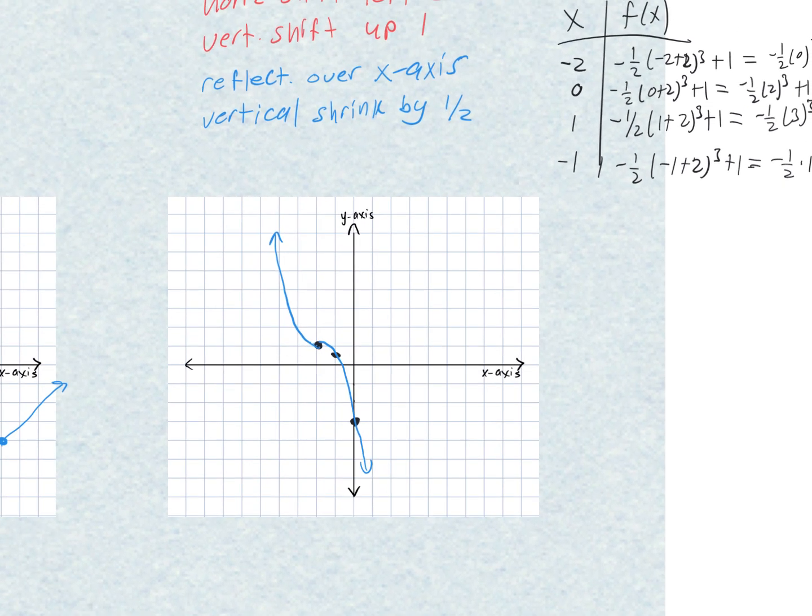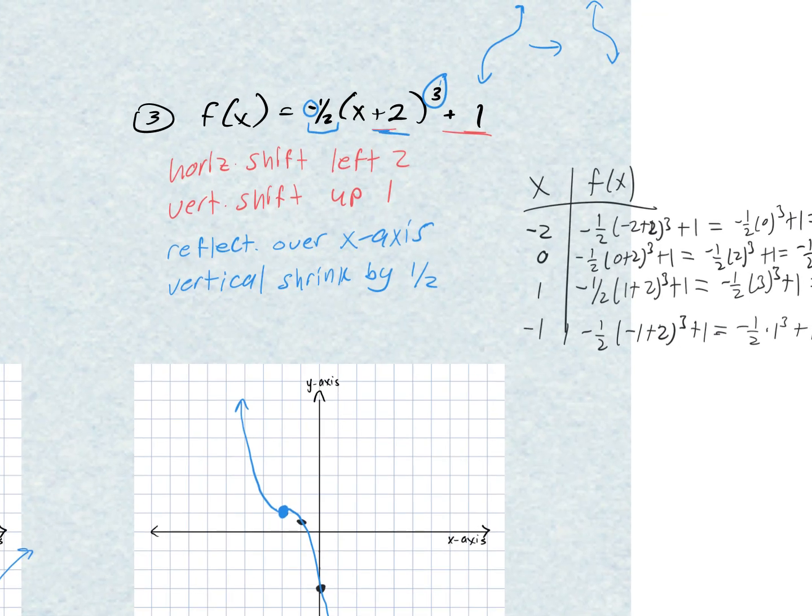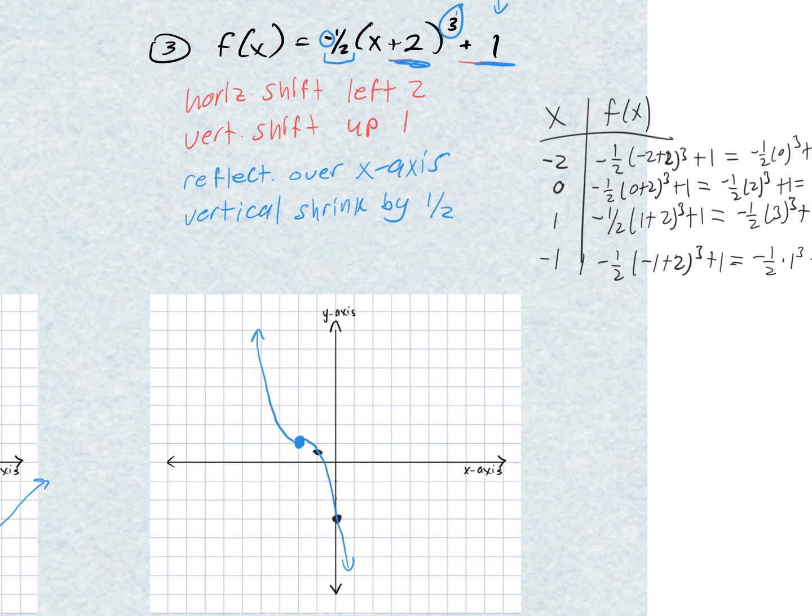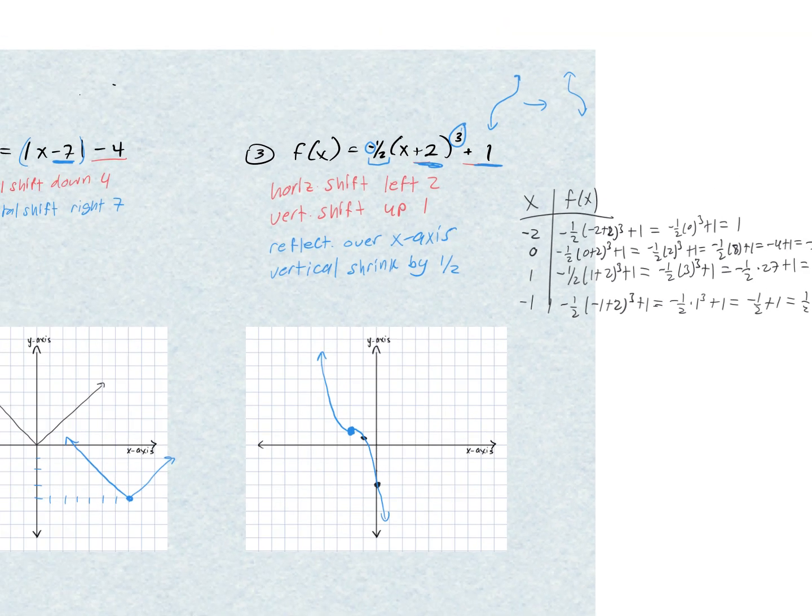If you wanted to try -3 just to know exactly what it's going to look like, that's fine. But at this point right here, at -2, 1, also notice that that's where we make our vertical and horizontal shift. So it's going to be in the center. This is the center of our cubic function.